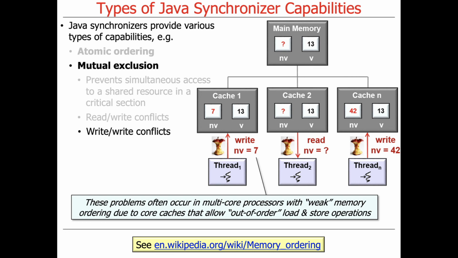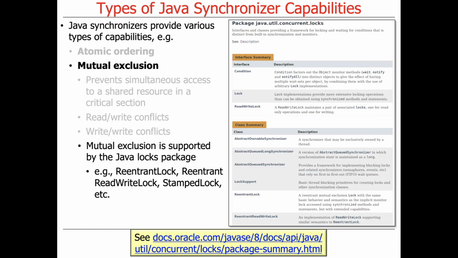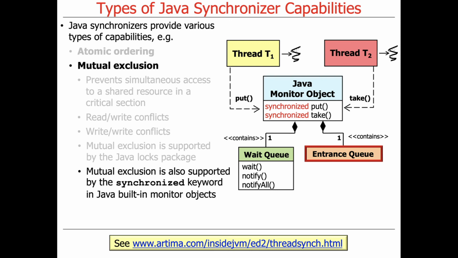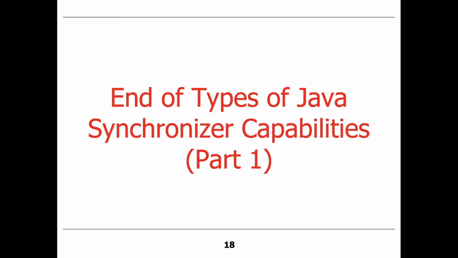And synchronizers are there to avoid these problems. Mutual exclusion is supported by Java's locks package. So java.util.concurrent.locks, which supports ReentrantLock, ReentrantReadWriteLock, StampedLock, etc. Mutual exclusion is also supported in Java via the synchronized keyword using Java's built-in monitor objects. And you can see here that you can synchronize at the method level, you can also synchronize at the statement level, and so on. And we'll talk about all these things in a lot of detail. So that's the end of the overview of Java's synchronizer capabilities for the first part.